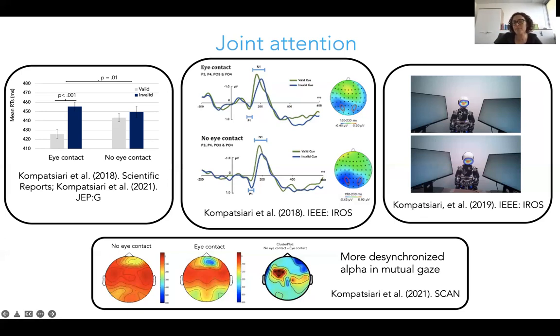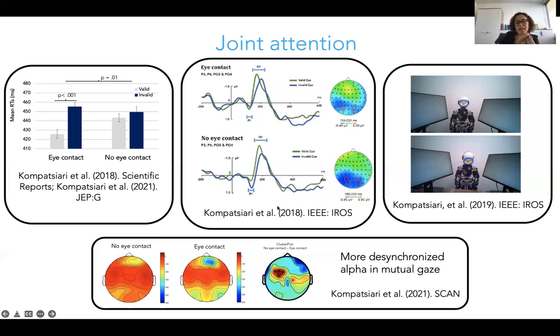Now here what you see is, in this experiment, we ran the same study, but with the eye tracking methodology. And we looked at fixation durations of participants during the mutual gaze or averted gaze. And we saw that fixation durations were longer in the mutual gaze condition, which is something one would expect, but it's also nice to see that indeed we can observe these effects in objective measures.